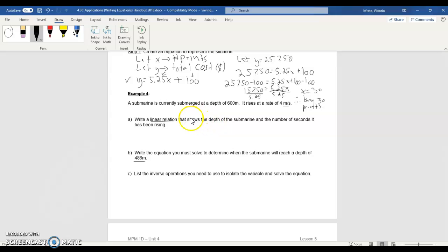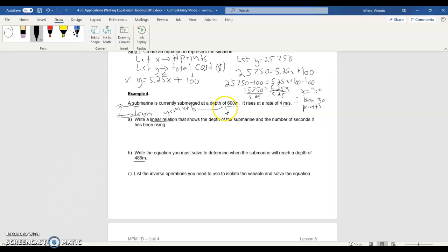So what that basically means is we have, so here's some water, and here's our submarine. And the submarine is currently 600 meters below the water. And our submarine is rising as well. And so we want to write a linear relation of the form y is equal to mx plus b. Now, in this case, we know our start position is 600 meters. That's like our B over here.